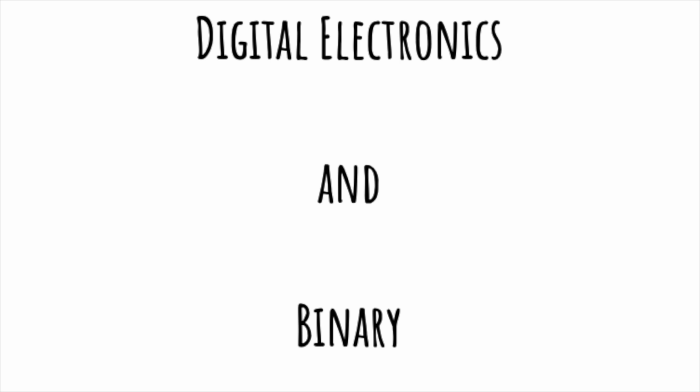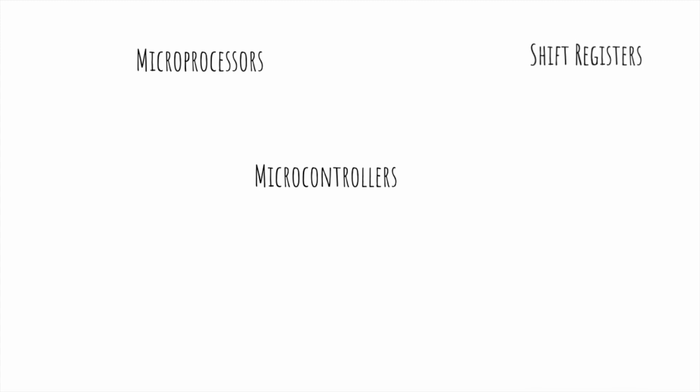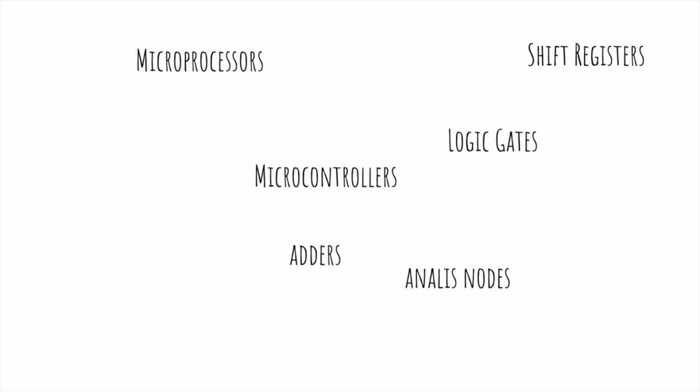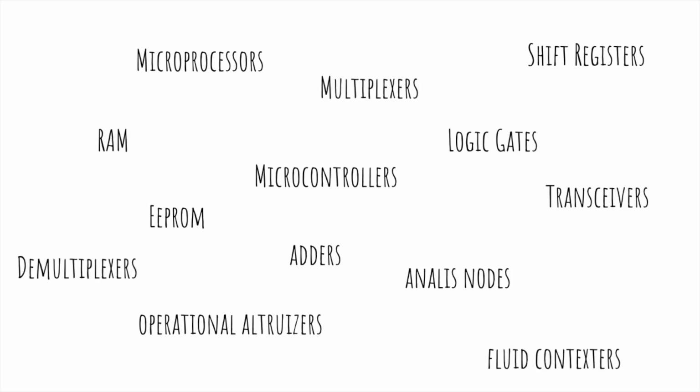Digital electronics and binary are so important and impact our lives in so many ways. From microwave ovens to cell phones, all of these utilize digital circuits and binary. On this channel, we will cover digital devices such as microcontrollers, microprocessors, shift registers, analog nodes, logic gates, adders, operational amplifiers, EEPROM, RAM, transceivers, flux capacitors, multiplexers, demultiplexers, and so much more.